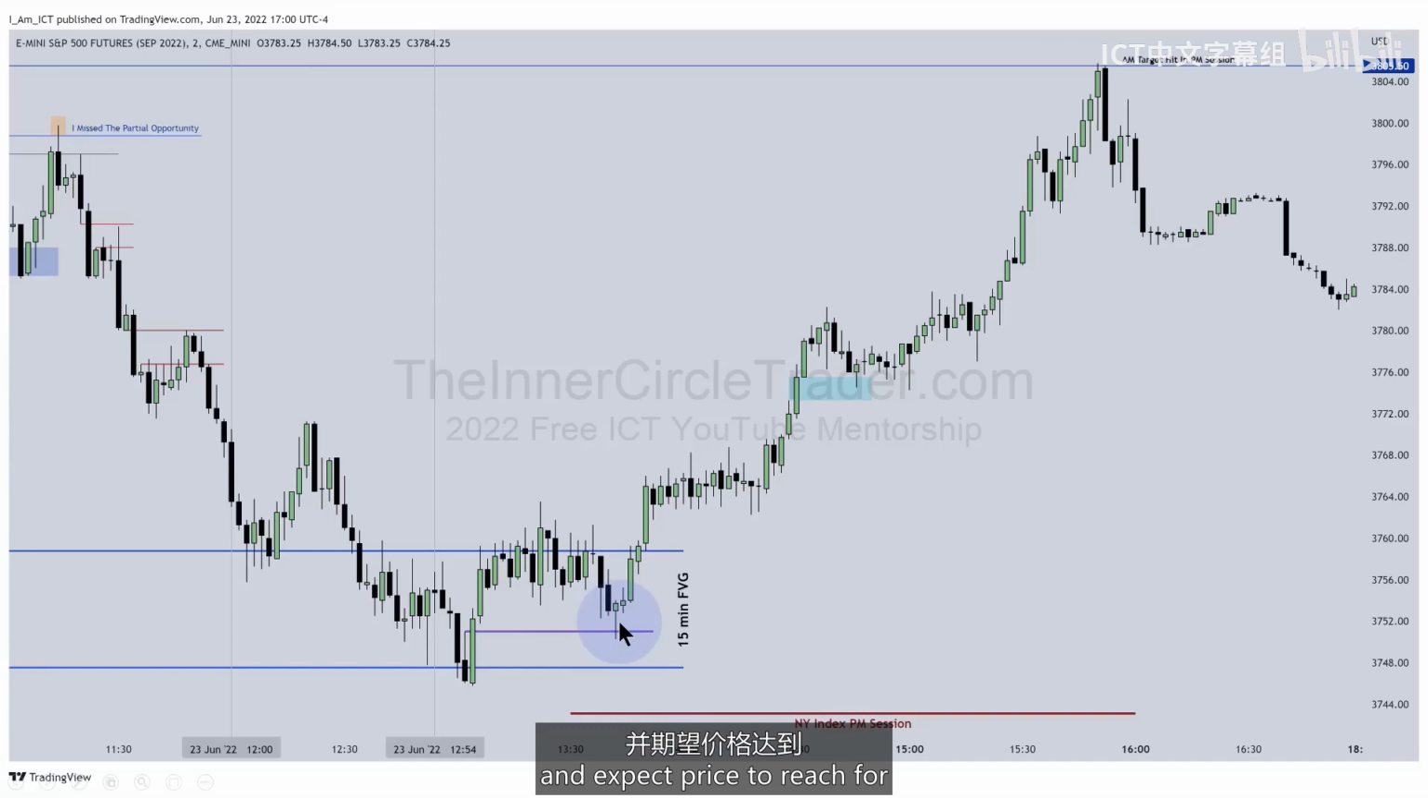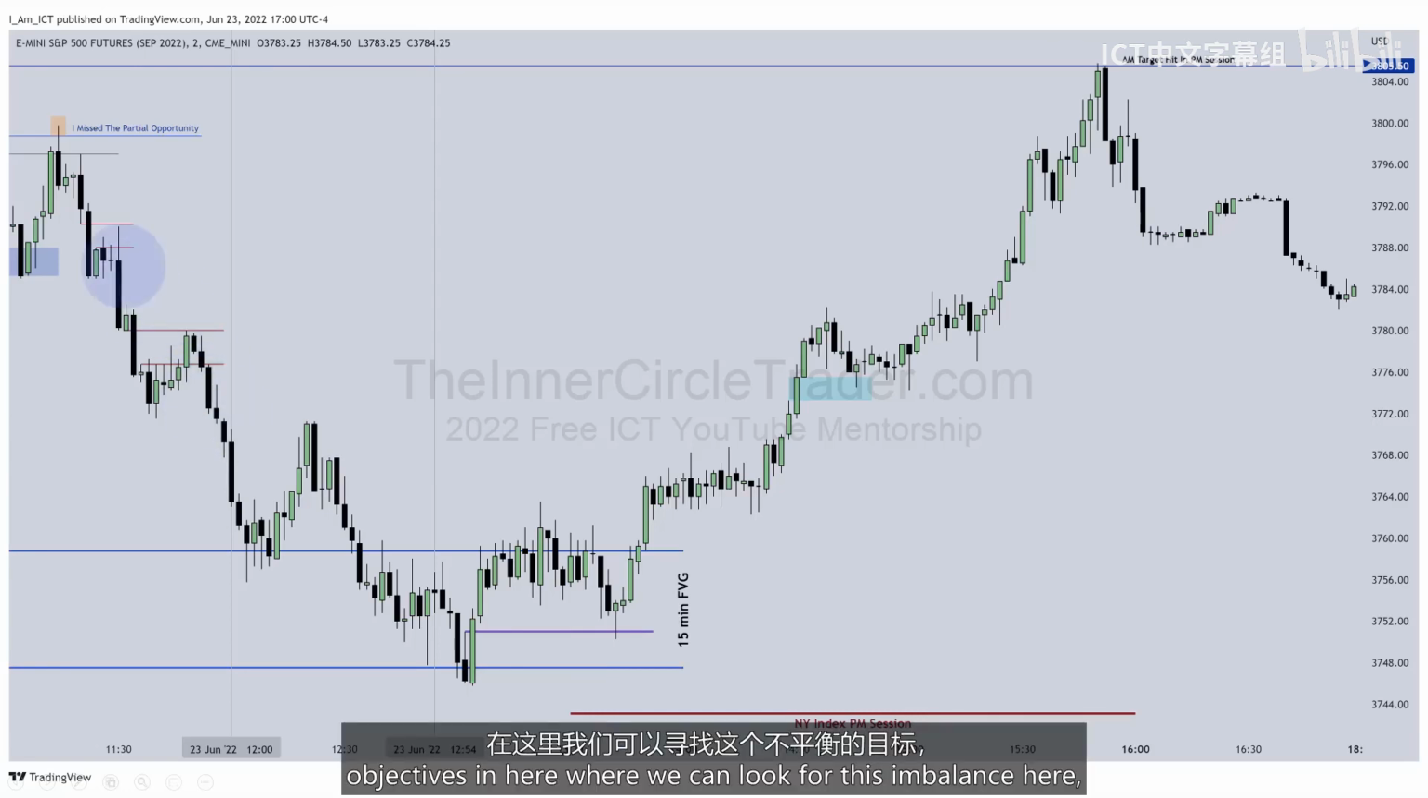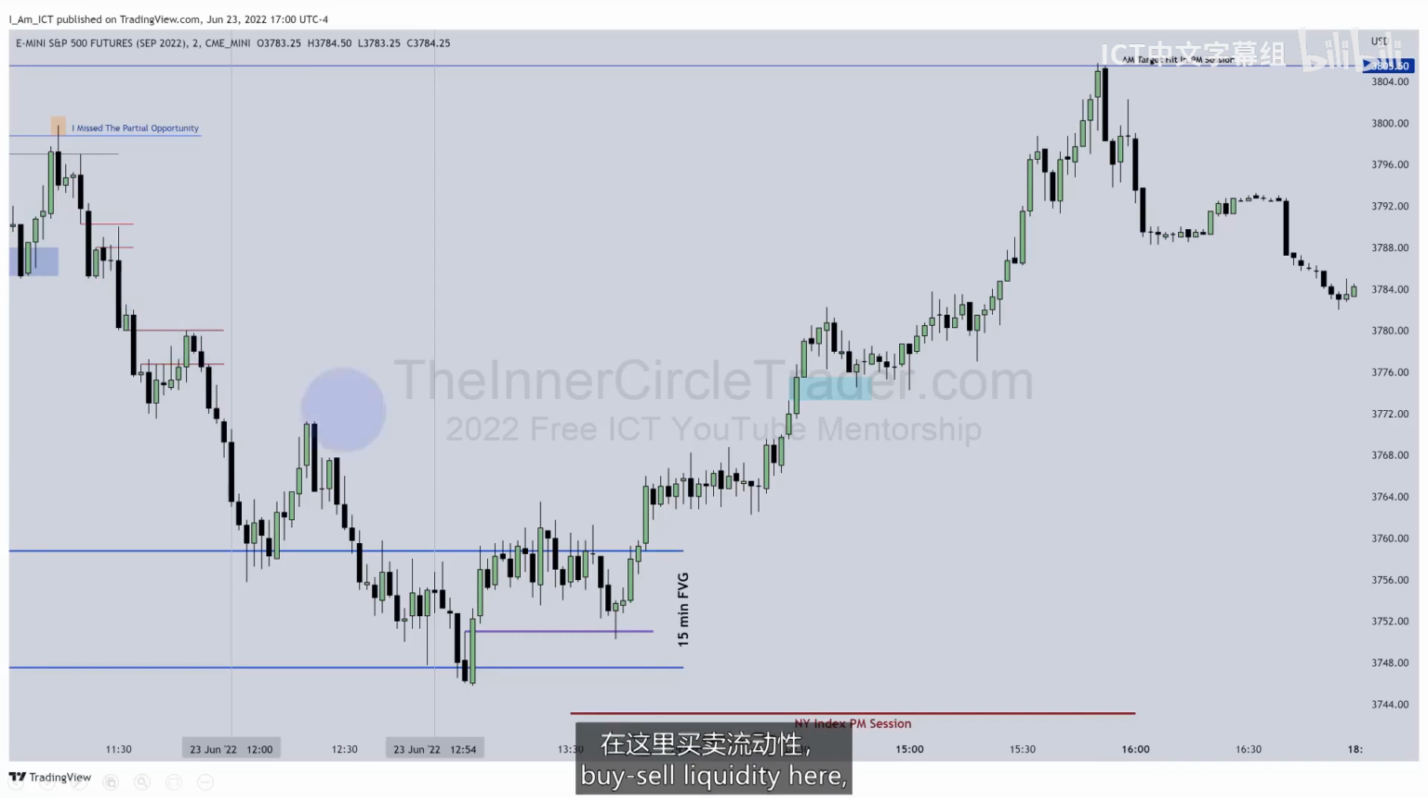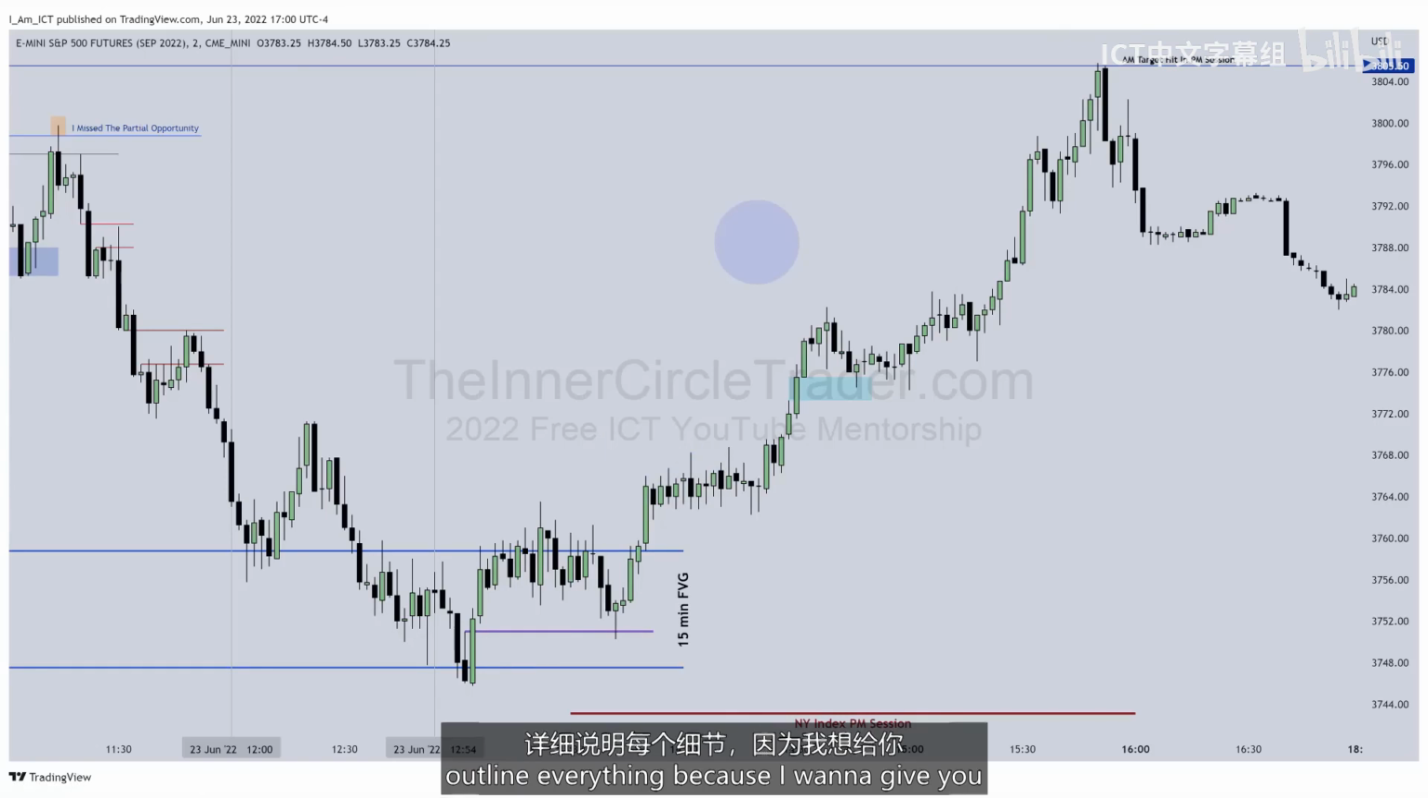This is where you can be long and expect price to reach for here and here. Okay, so we have objectives in here where we can look for this imbalance here, buy side liquidity here, buy side liquidity here, and we'll watch and see, does it continuously march higher? So we have a run from here to the short-term high. Then we have this fair value gap here that runs up into the 3805 level. So this PM session I was long in, and I'm not going to try to build the case to outline everything because I want to give you what's salient to close this mentorship and show you how to use the stop placement, risk management, and give you a working example.